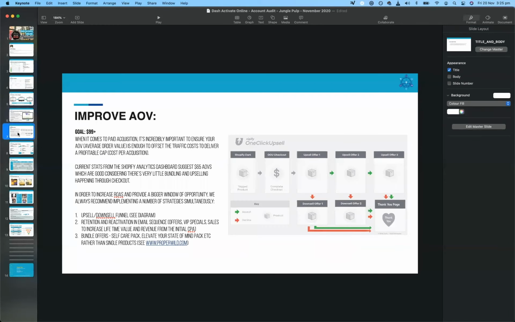Now, the last little bit in terms of the store stuff, I don't know if you're familiar with this app called Zipify One-Click Upsell. No, not at all. Okay. So ideally, if we can get you to an average order value of $99, this will absolutely crush it. Right now it's at 65, which is good. But again, we're basing that on a very small data set.